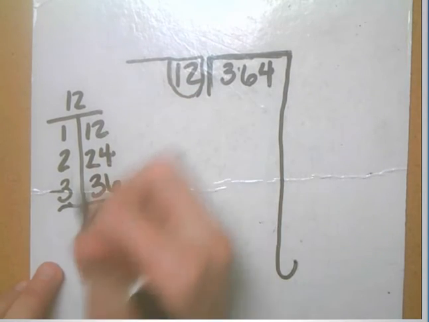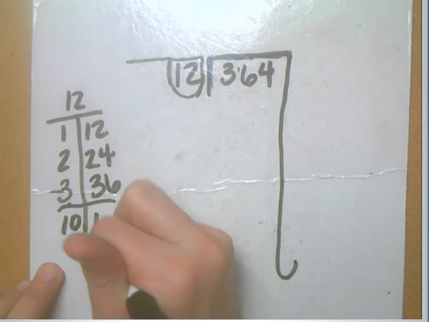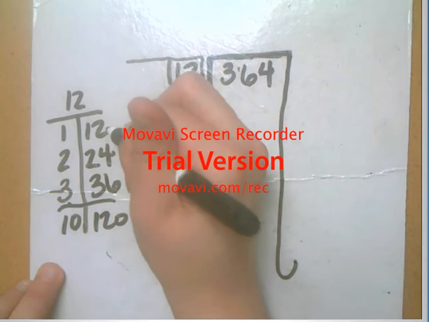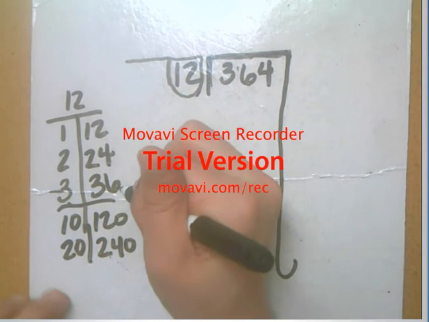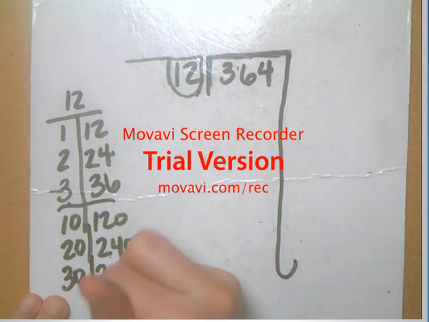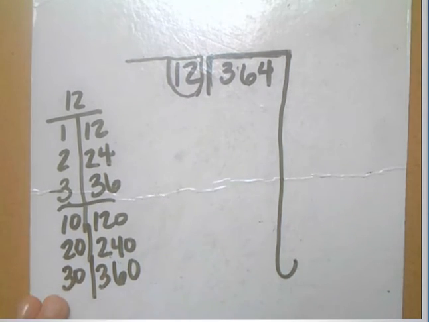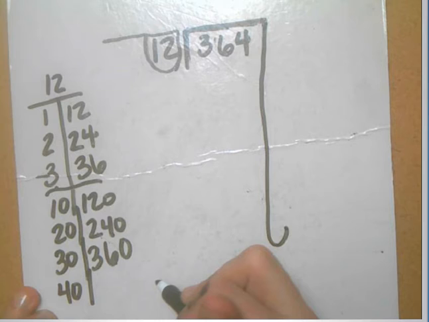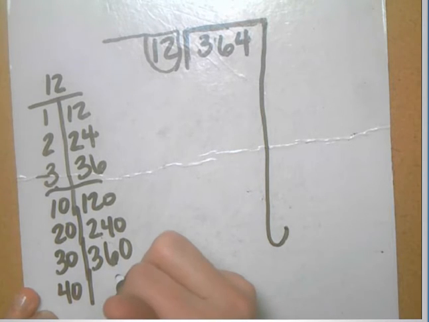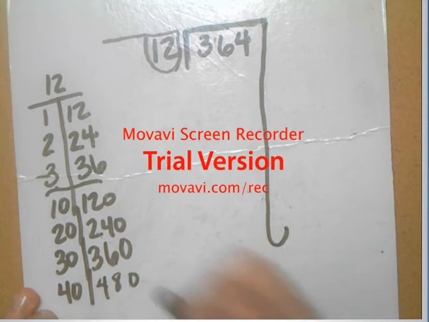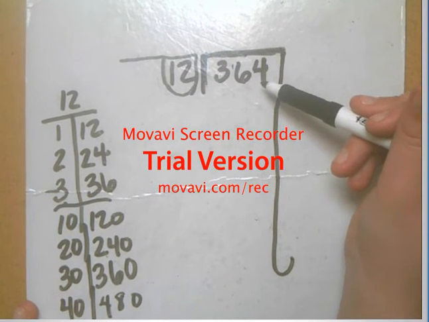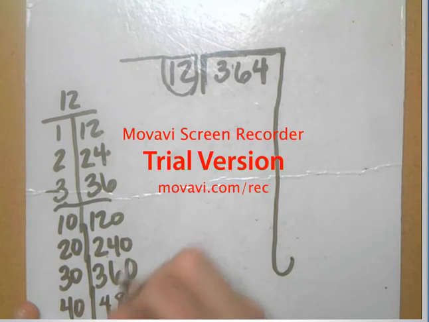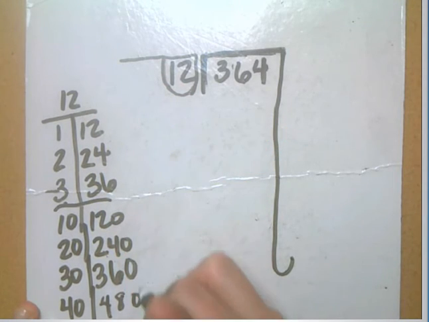Using that knowledge, I can then know that 12 times 10 is 120. 12 times 20 is 240. And 12 times 30 is 360. If I want to keep going, I can. But I've already surpassed the number of fish in the water. The largest amount of fish I can pull out without going over is 360.